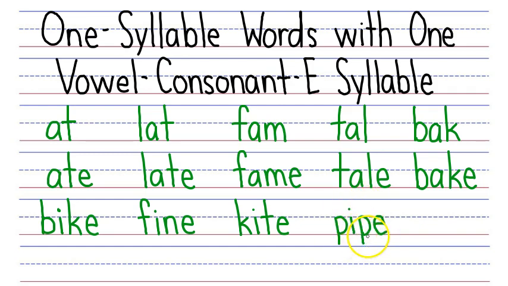P, I, P. Next word, ride. We have an R that says R, an I that makes a long I sound, I, D that says D, and an E that makes the I make that long sound. R, I, D.